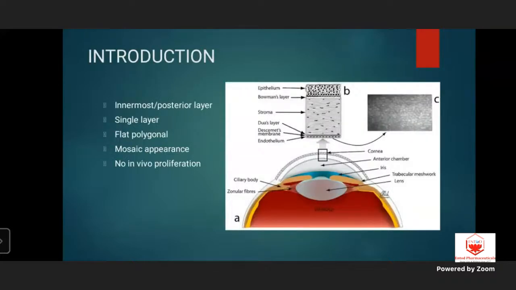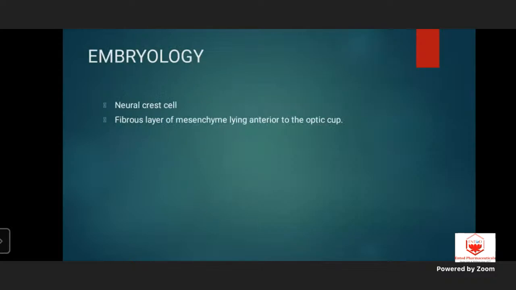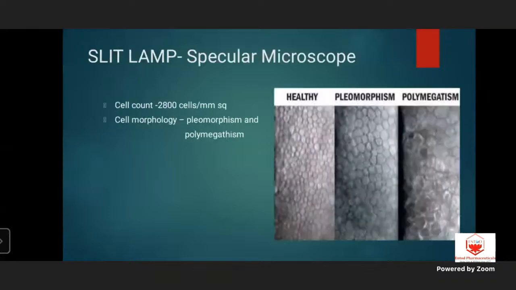First, it is the innermost and posterior layer of the cornea. It is a single layer of flat polygonal cells. It is mosaic in appearance. There is no in vivo proliferation. Therefore, damage of the endothelium would lead to opacity. It is derived from neural crest cells and fibrous layers of mesenchyme lying anterior to the optic cup.